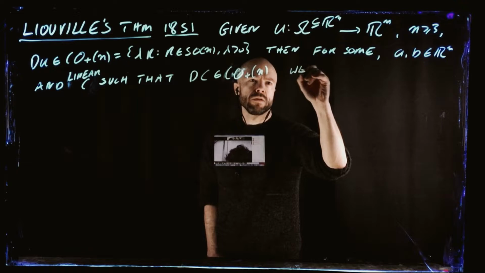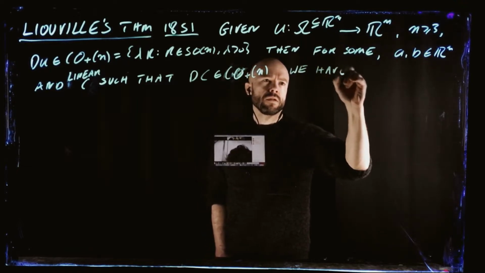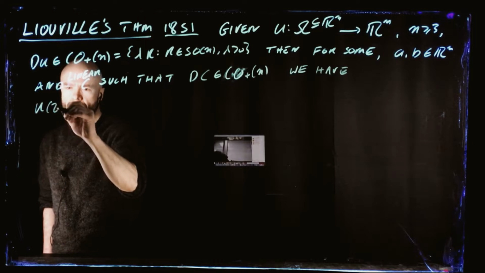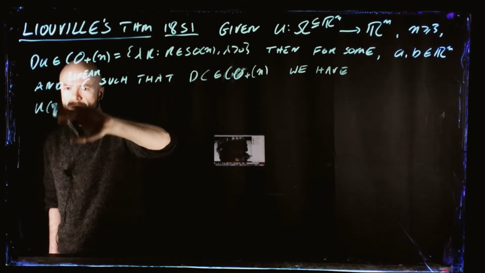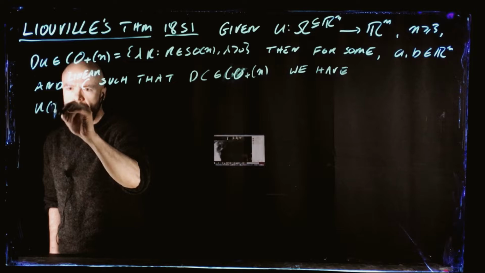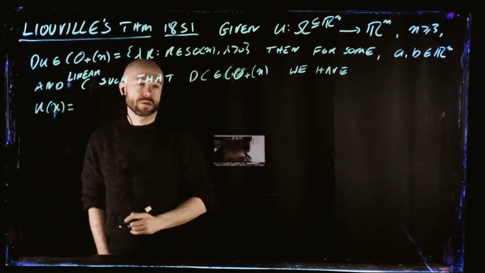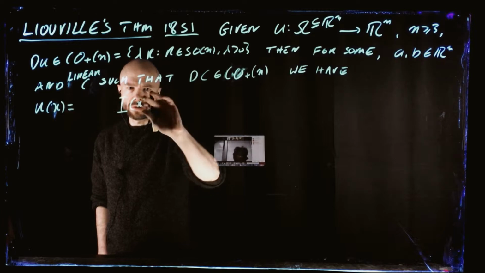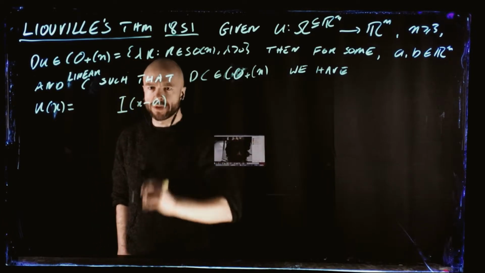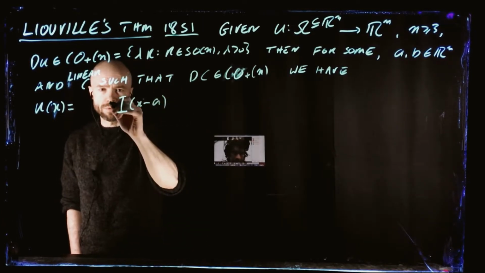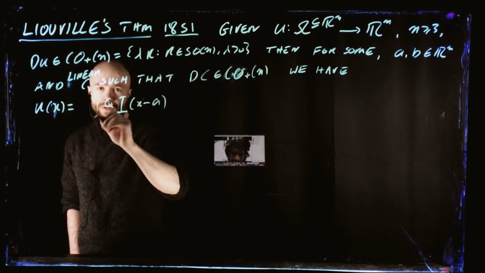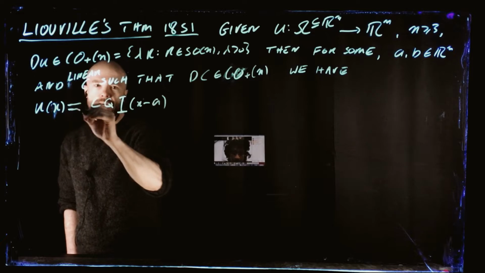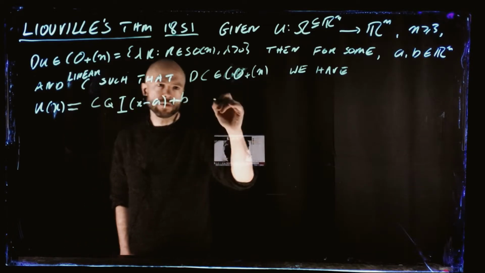We have that U, let's write U of x instead. U of x is the inversion mapping around the sphere centered on A, composed with a reflection, Q, composed with this linear mapping plus some constant B.